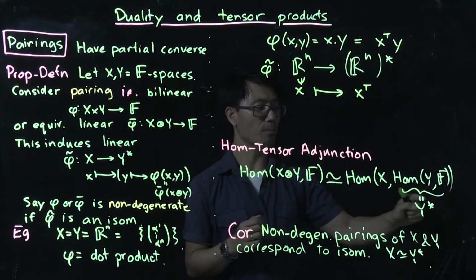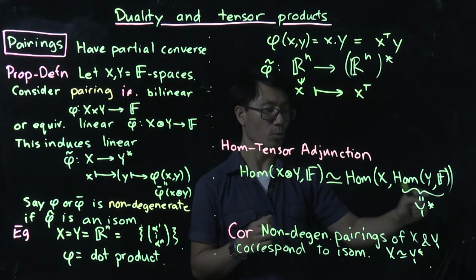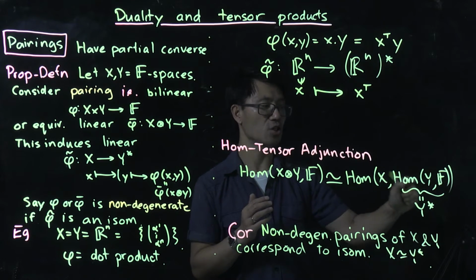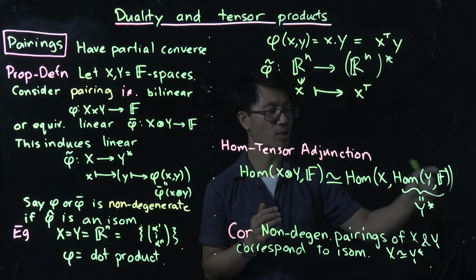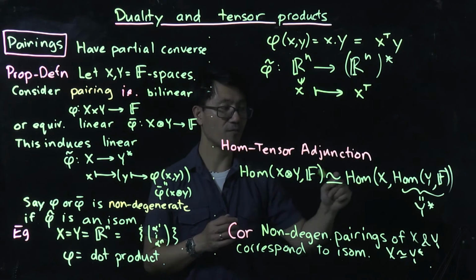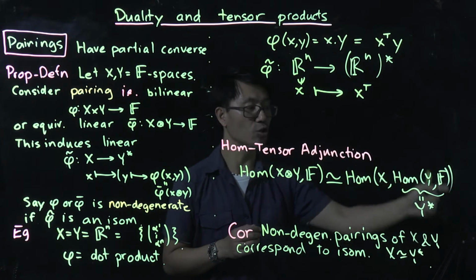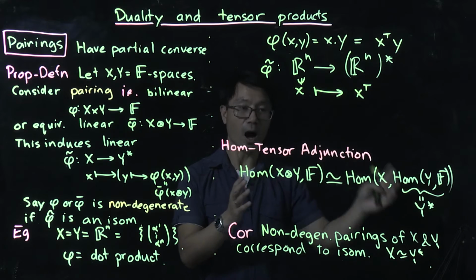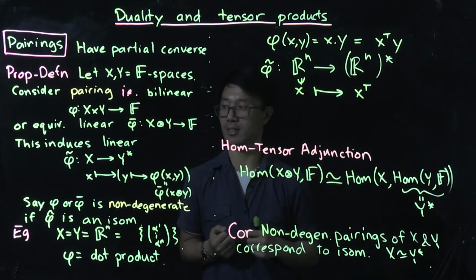So here I'm going to write down the dual. When you write down the Hom tensor adjunction, you usually write this out as a Hom. So this is just the linear maps from y to f, Hom(y, f). That's a vector space. So you can look at the vector space of linear maps from x to this dual, x to y star. And I claim that these are isomorphic as vector spaces even.